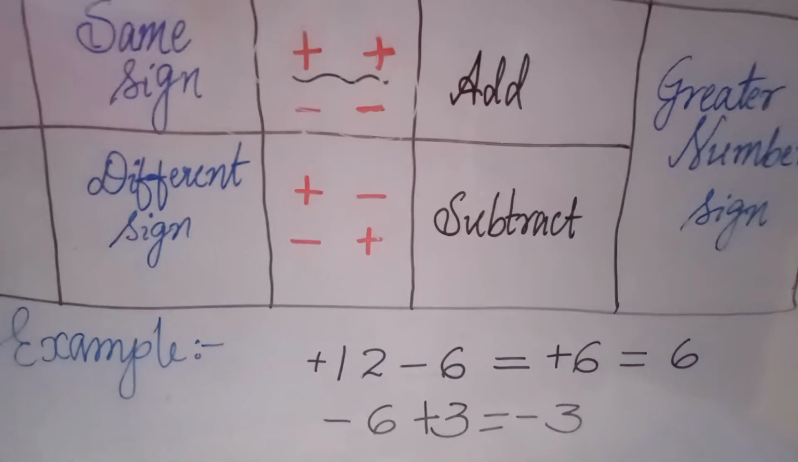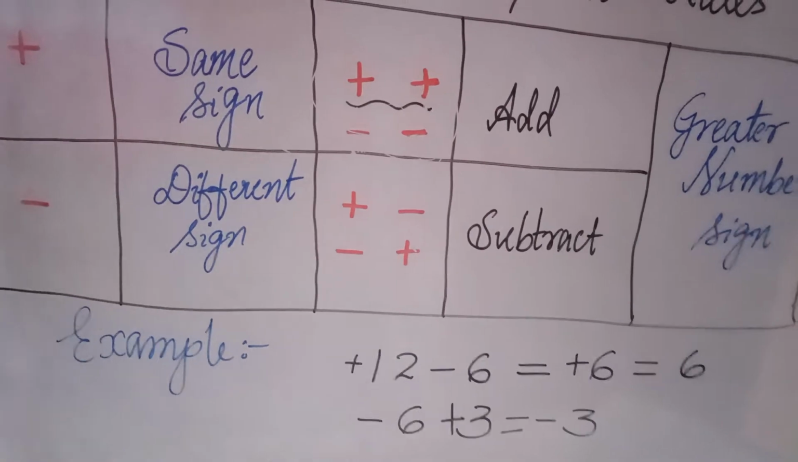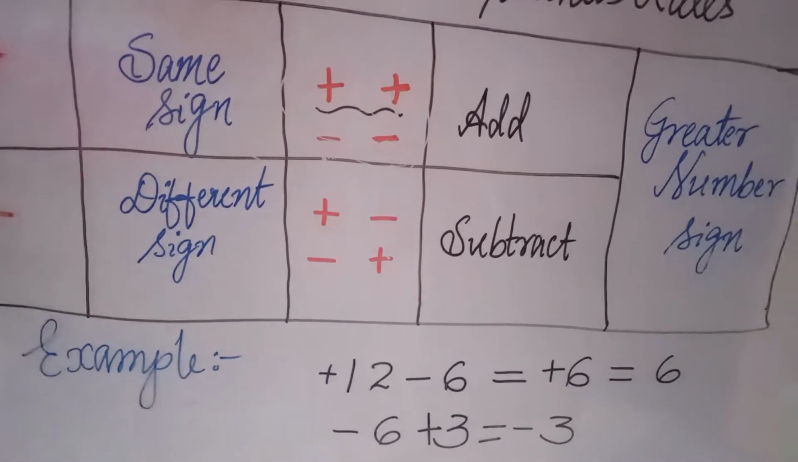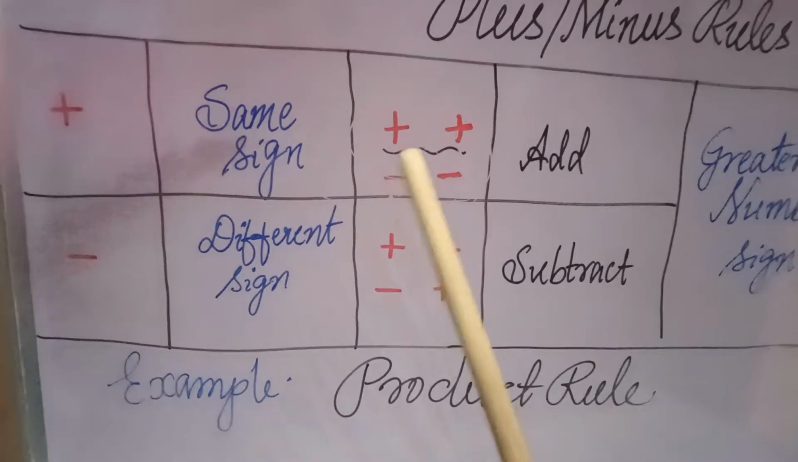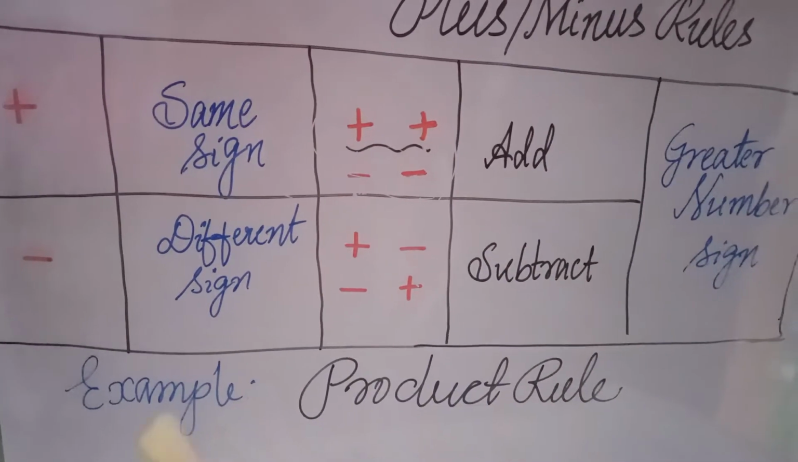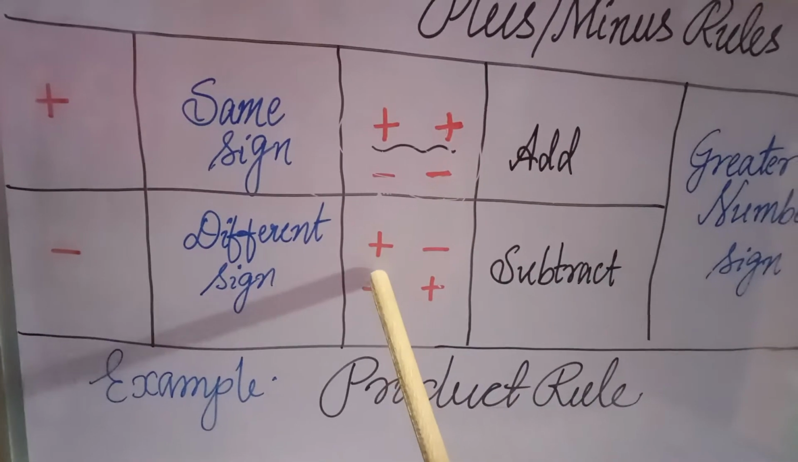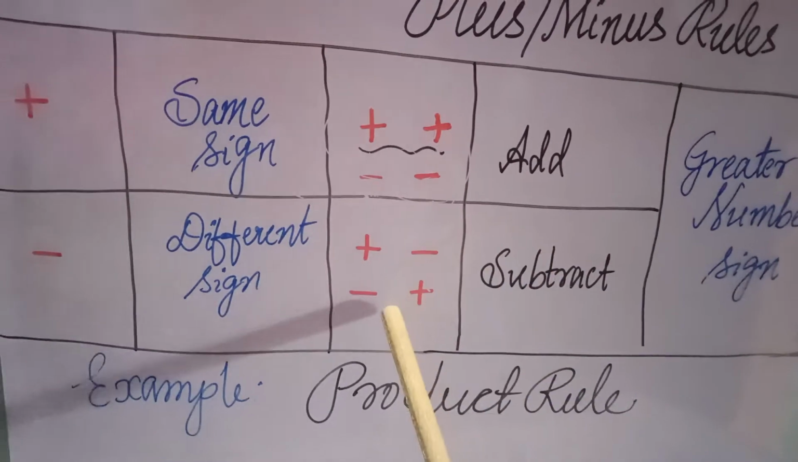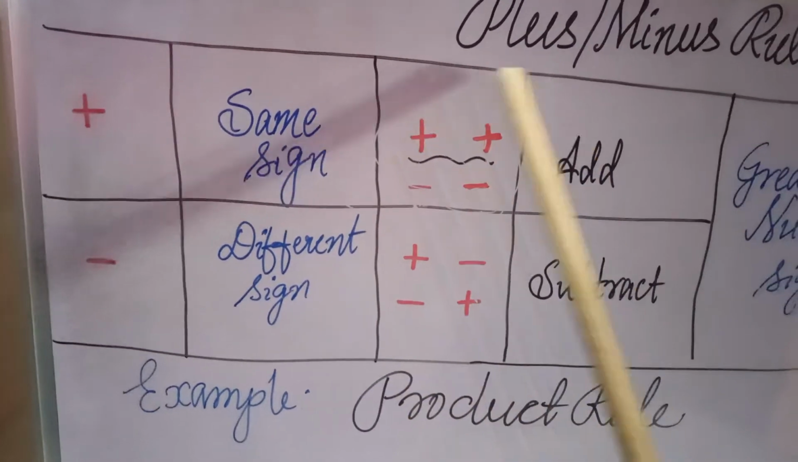Next, let me show you all the product rule where you are easily getting confused, so don't worry. So now coming to product rule. Plus into plus is always plus, minus into minus is also always plus. When you have plus into minus, always minus, minus into plus is also always minus. So that is easily understood here itself.